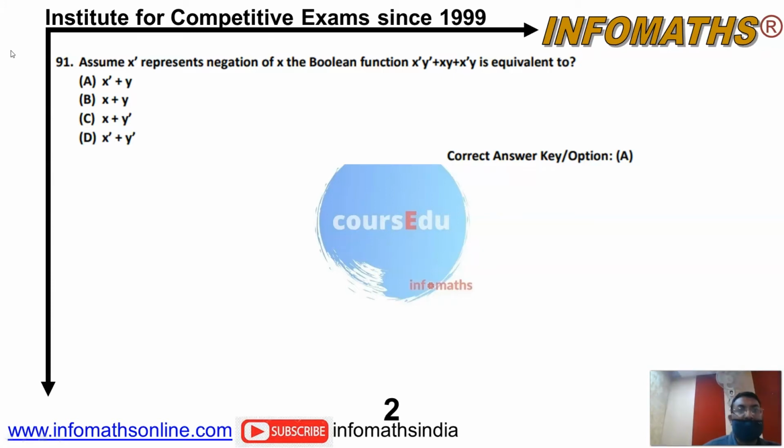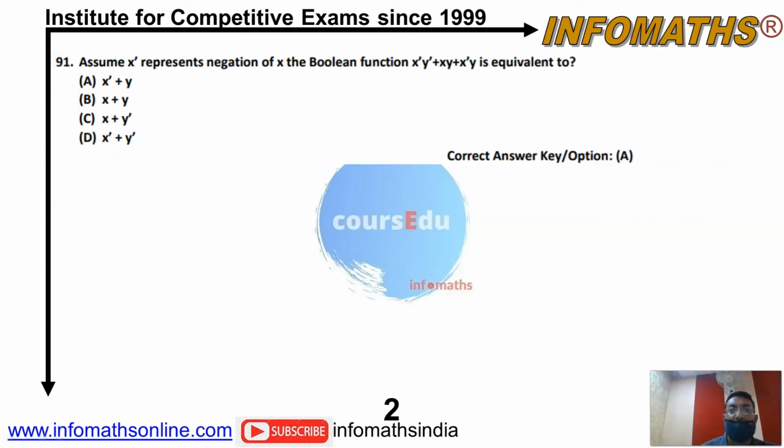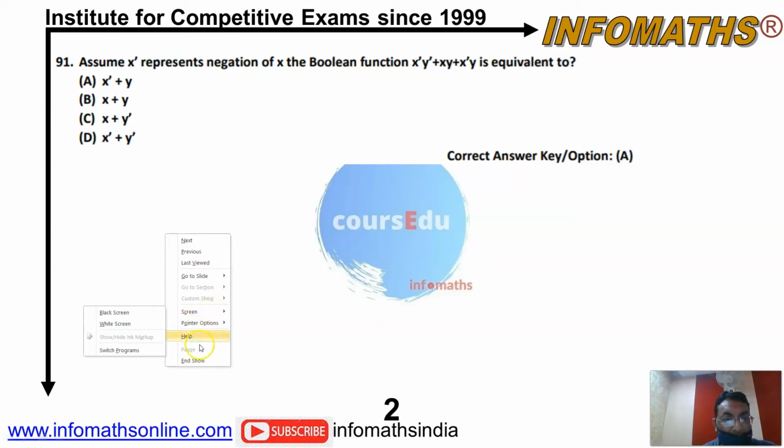Assume x dash represents negation of x. The Boolean function x dash y dash plus xy plus x dash y is equivalent to. Fine, students, this is a question based on Boolean algebra, and you should know the rules. From the first day in our institute, we teach the students about the Boolean laws, and we tell them it's a very important question. It's an NIT trademark. So I hope our students have attempted this question correctly. Now I am giving you the solution of this question.